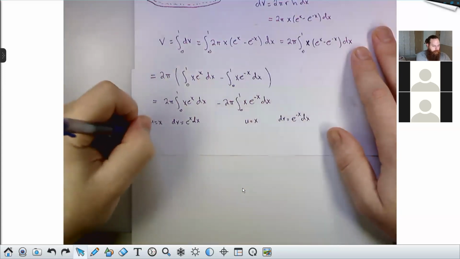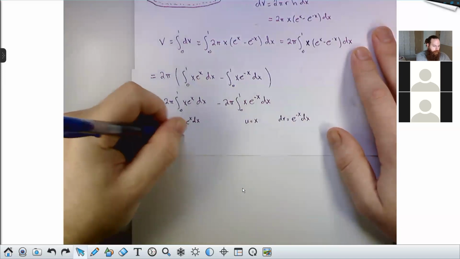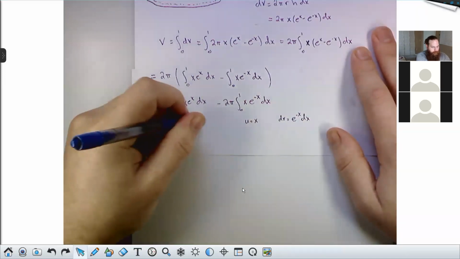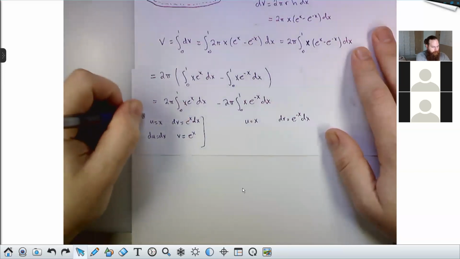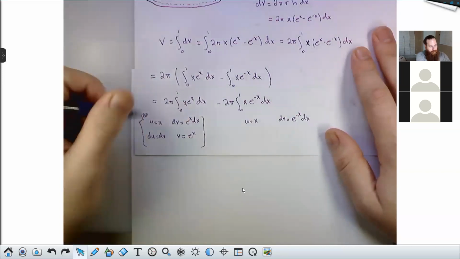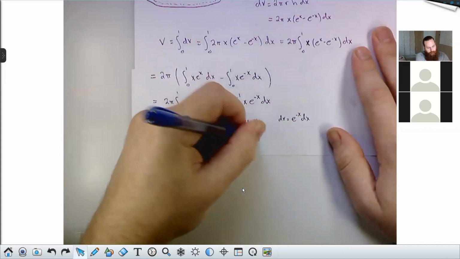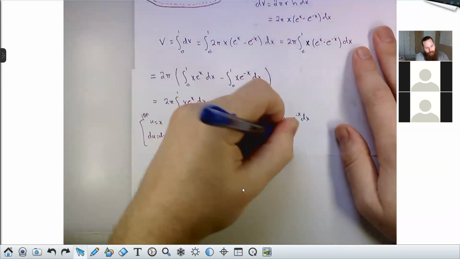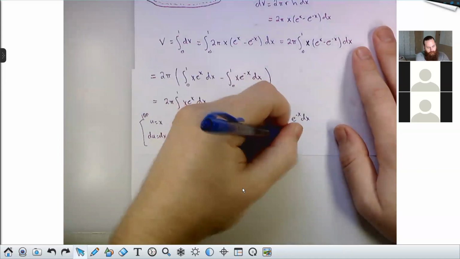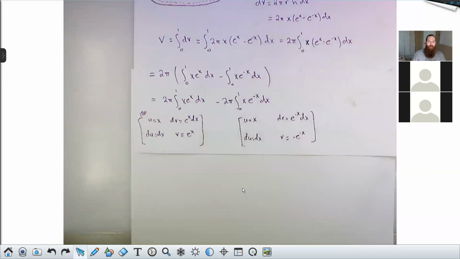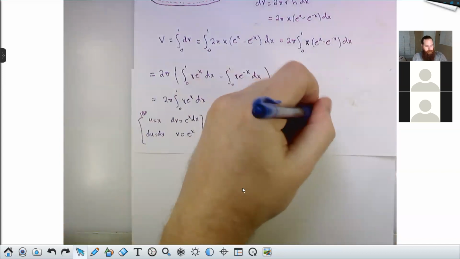If u is x, then du is just dx, and if dv is e to the x, then v is e to the x. So that's my first IVP table. And my other IVP table here, again, if u is x, then du is dx. And here, the integral of e to the negative x is negative e to the negative x. So this is my other IVP table.